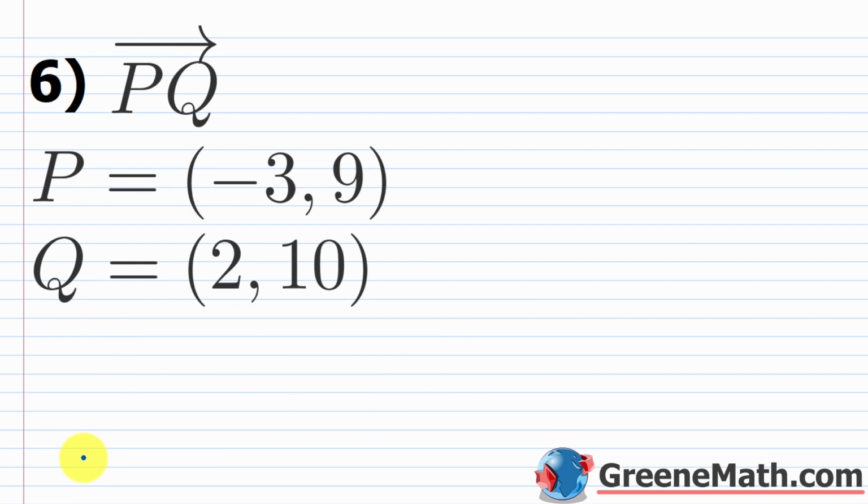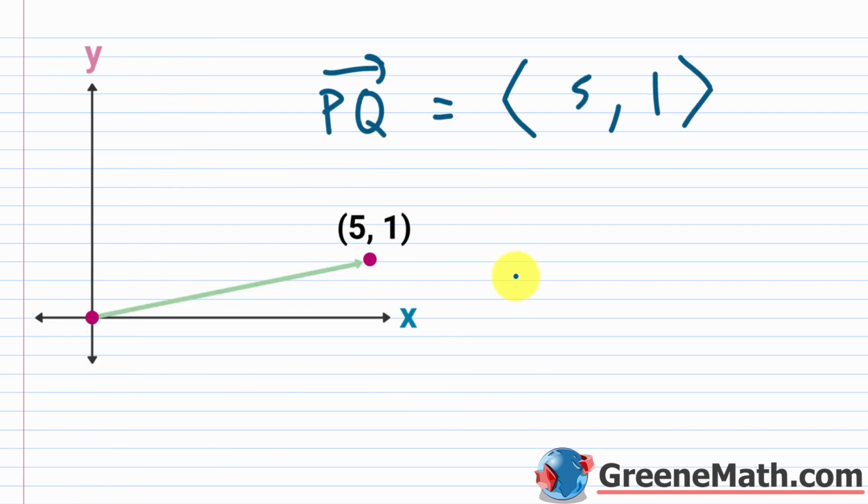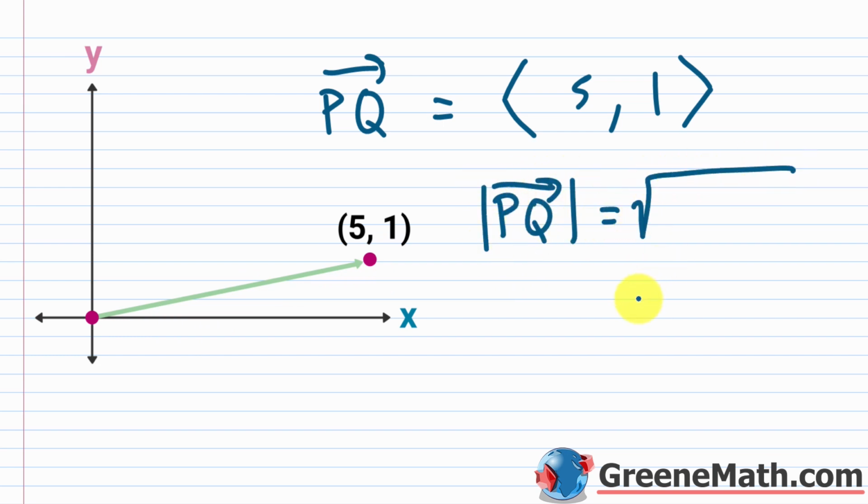So let's grab this and paste this in here. So we have our little sketch. And again, for the magnitude of this vector PQ, let's say this is the square root of 5 squared plus 1 squared. So 5 squared is 25, 1 squared is 1, 25 plus 1 is 26. Now 26 is really just 13 times 2, so you really can't simplify that. So the magnitude of this vector PQ is going to be the square root of 26.